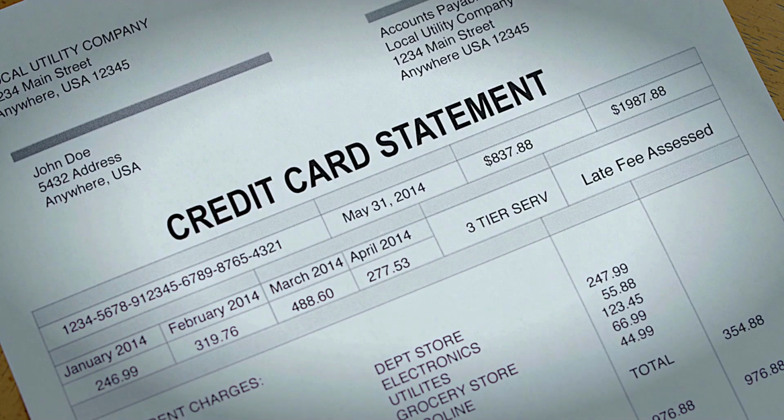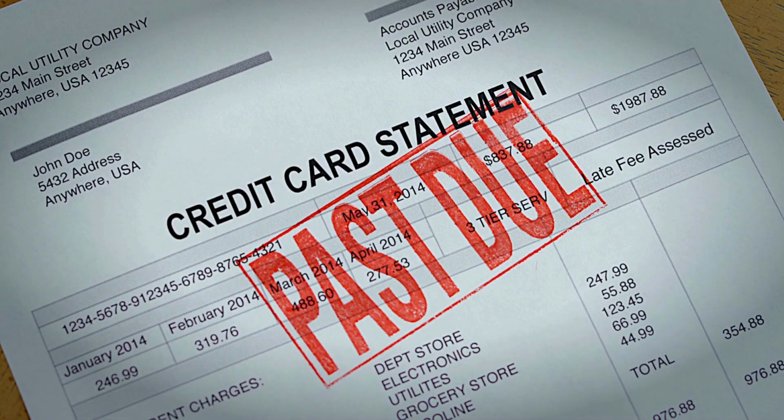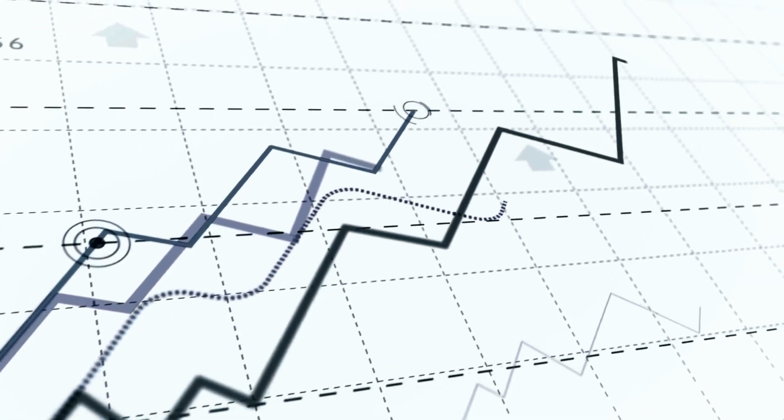Fourth is the installments or payments. Regular payments made to repay the principal and interest. Payments can be monthly, quarterly, or annually, depending on the loan agreement.